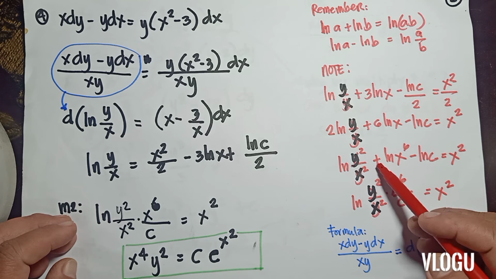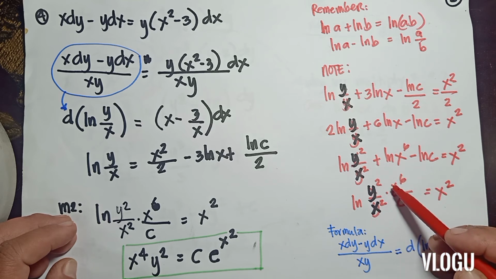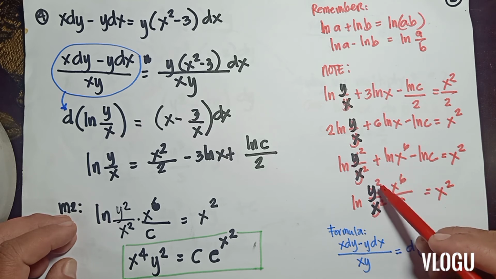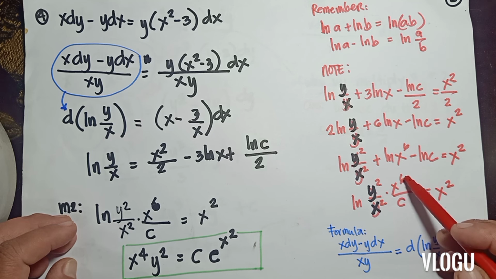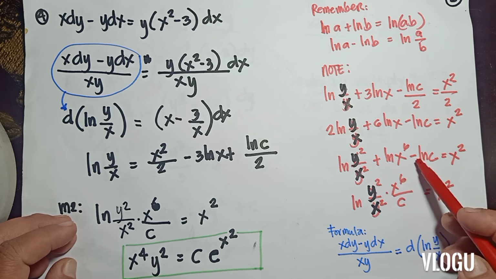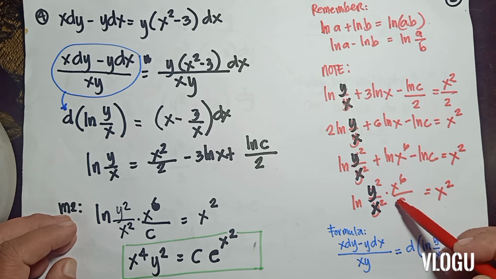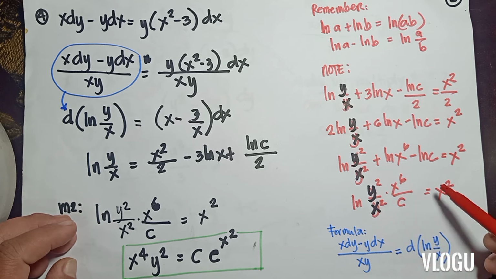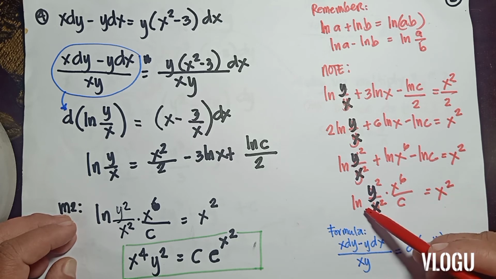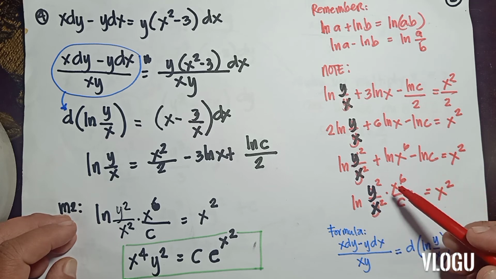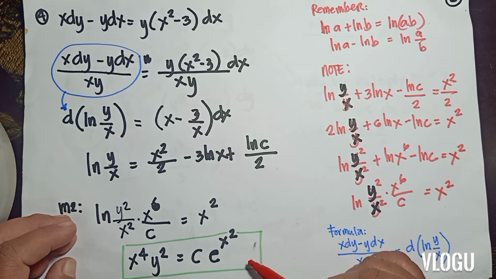So this is plus, so you are going to multiply. That's the reason you will have y squared times x to the 6. This is division, because this is minus, so that's the reason you will have over c. Then you have x squared. So that is equal to x squared. So multiply with e. Okay. That's the reason you will have this form.